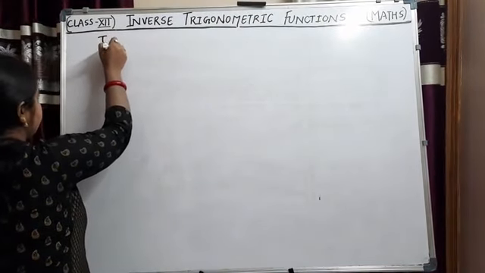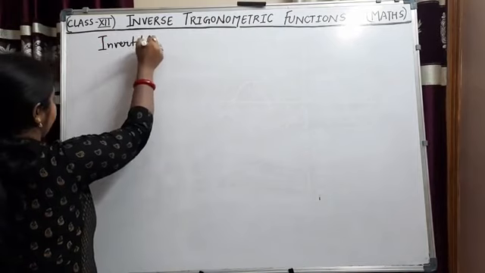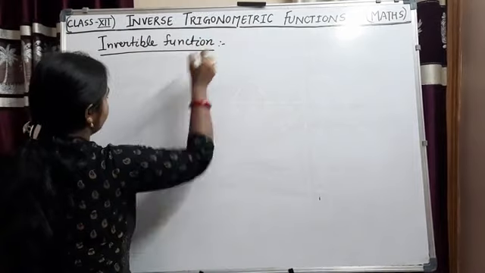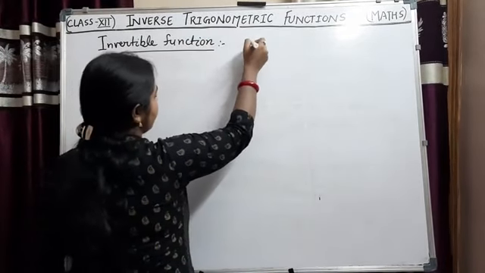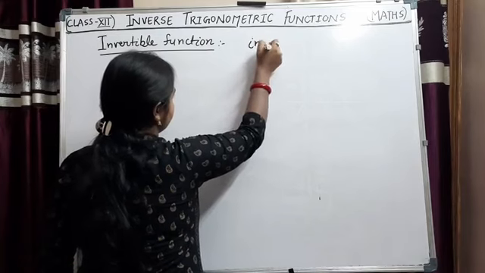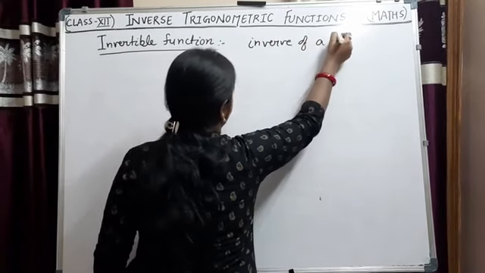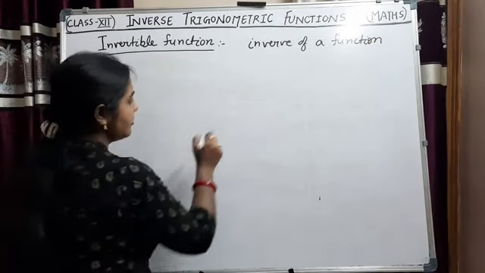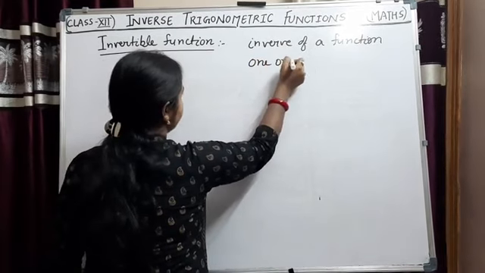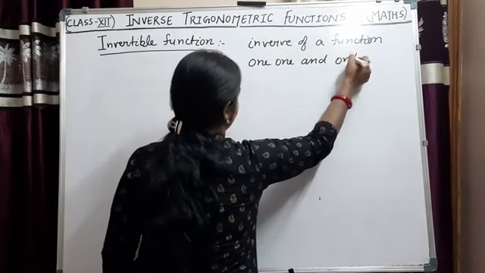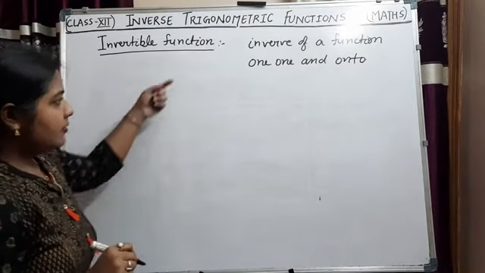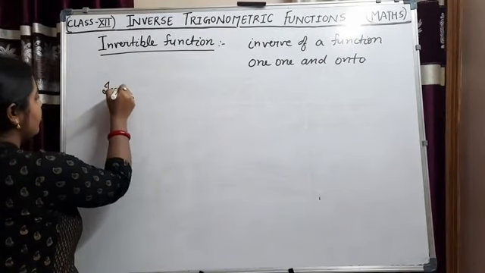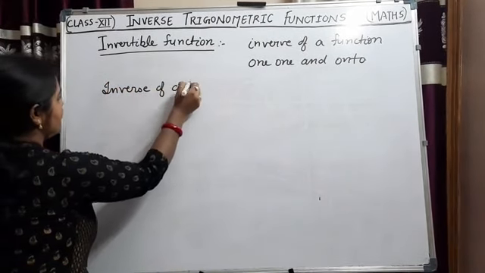Invertible function, we know that a function is said to be invertible when we can find the inverse of the function. And we find the inverse of a function when that function is 1-1 and onto. So you can see the inverse is directly related to 1-1 onto. So we will discuss one more part, that is the inverse of a function.